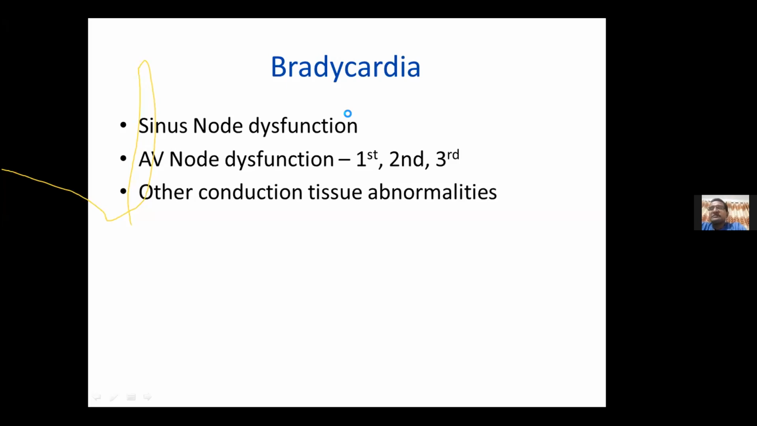So bundle branch blocks also come under other conduction tissue abnormalities. There are examples of other conduction tissue abnormalities as well. It could be bundle branch blocks, then it could be fascicular block, anterior fascicle, posterior fascicle. Like that, there are other parts of the conduction tissue system that could be diseased, and it can give rise to bradycardia.